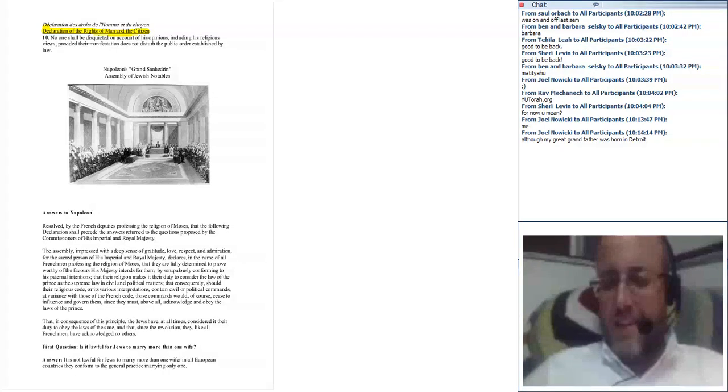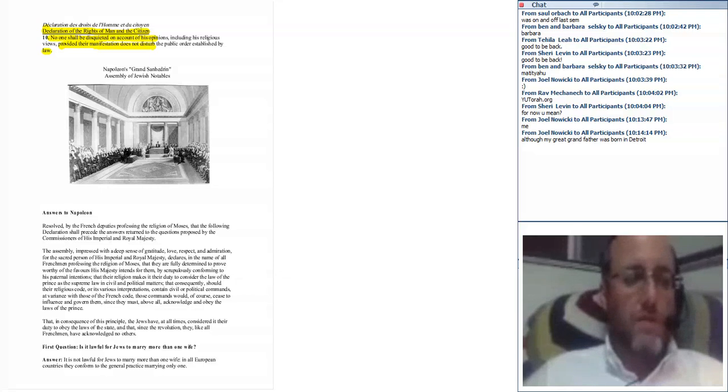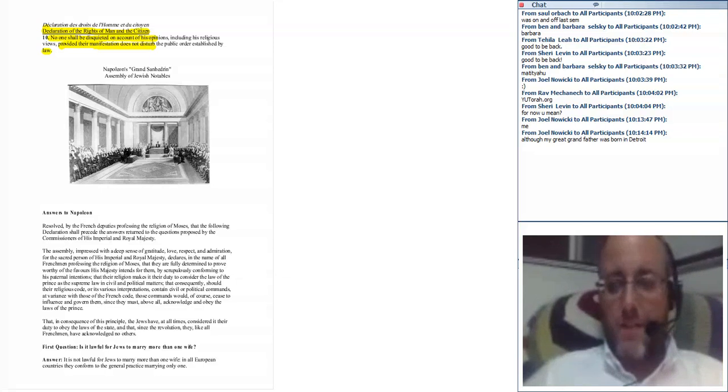Okay. So think of our own Declaration of Independence. The Declaration of Independence, this foundational Enlightenment document. So one of the articles in the Declaration of the Rights of Man is that no one shall be disquieted on account of his opinions, freedom of opinion, including his religious views, provided their manifestation does not disturb the public order established by law.